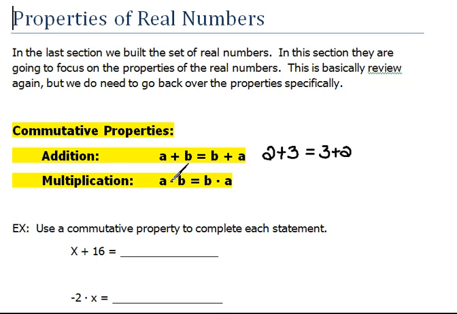Same thing goes for multiplication. A times B is the same thing as B times A. So looking at it in number form, we know that 2 times 3 is the same thing as 3 times 2. So the commutative property is where you actually switch the order of what you're adding or multiplying.